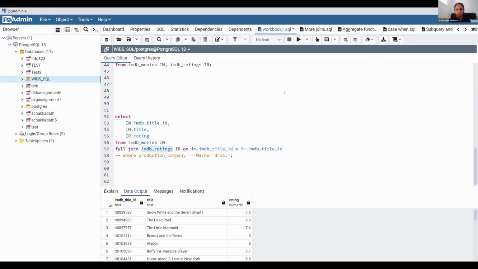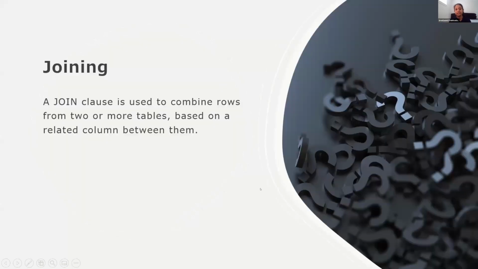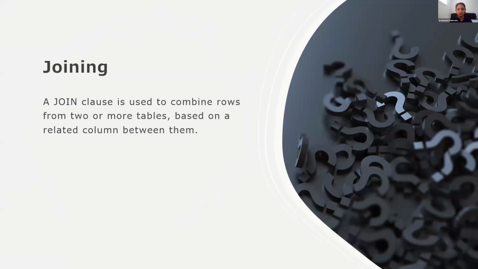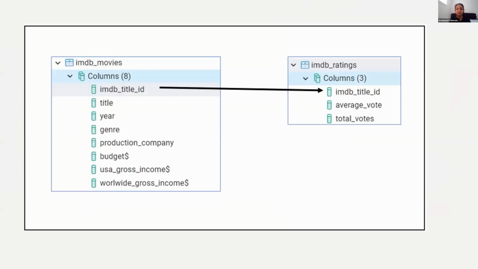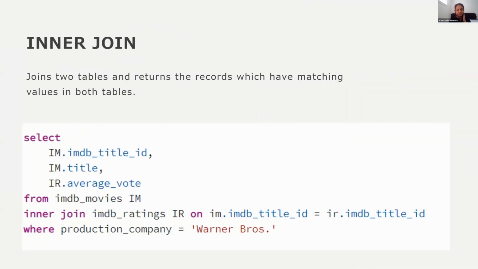So going back to the slide, that's how you reference. You can just name your table and reference it in your query. Joining is to combine rows from two or more tables based on the related column between them, that is the primary key and foreign key. Here is how you can either join using a where clause, or you can use the join conditions: inner join, left outer join, right join, or full outer join. So this is how you join a different table to the existing table in the from clause.